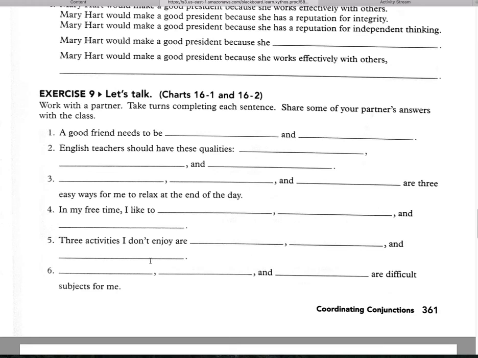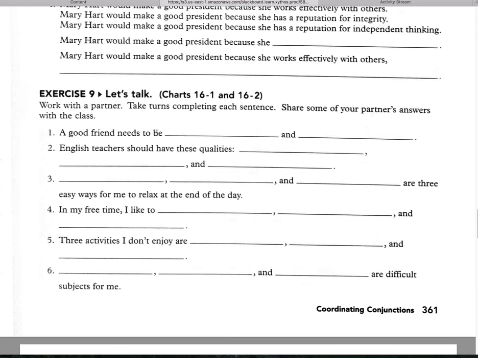Now in exercise 9, it says work with a partner. Obviously, well, not right now, but hopefully we'll be able to do some interactive screen time soon. Work with a partner. Take turns completing each sentence. Share some of your partner's answers with the class. So if we look at number 1, let's do number 1 together.